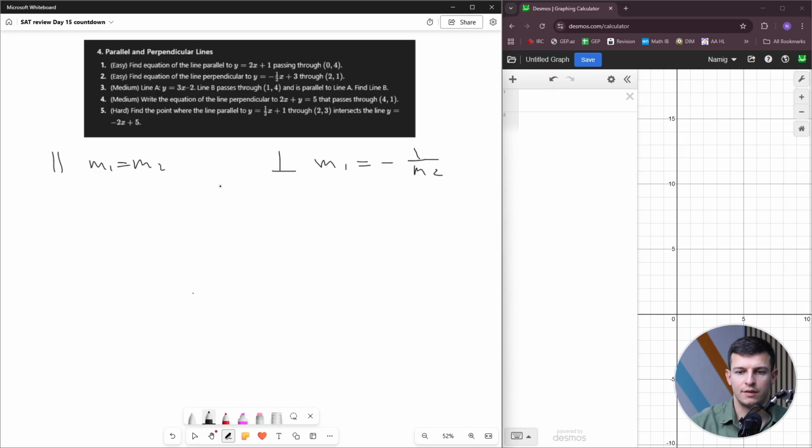That's all we need to remember, and everything else will take care of itself. Let's take a look. Question 1. Find the equation of a line parallel to y equals 2x plus 1, passing through (0, 4).